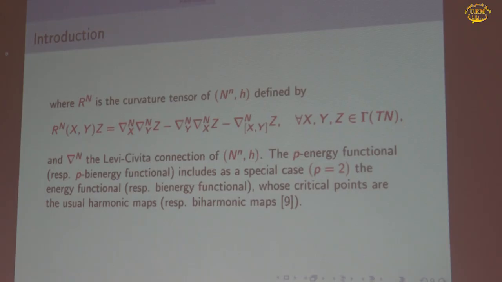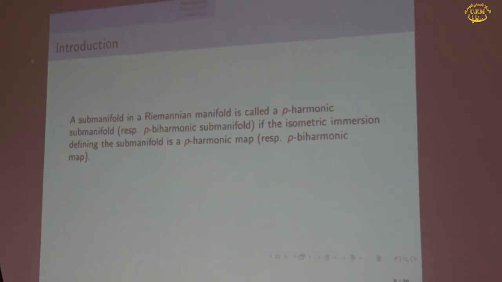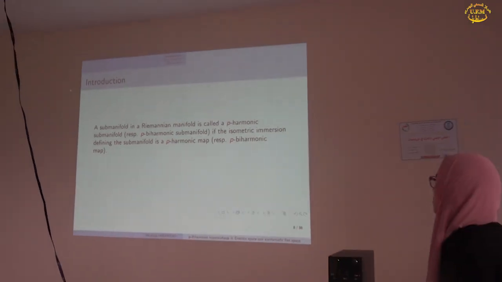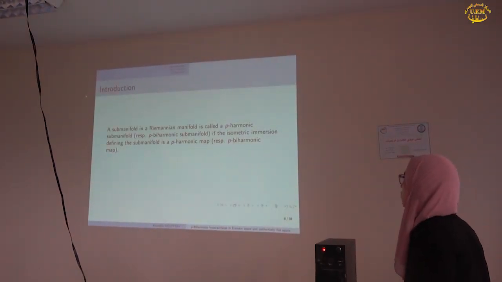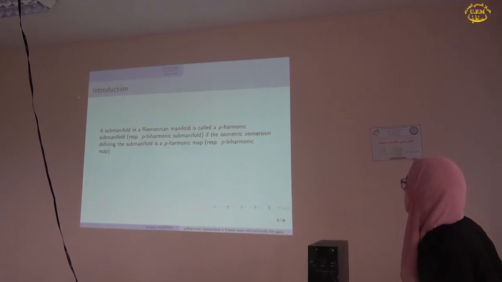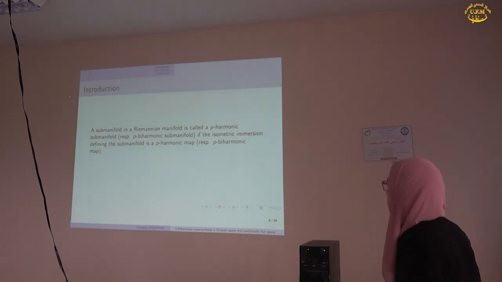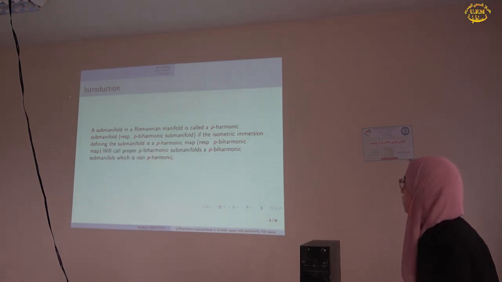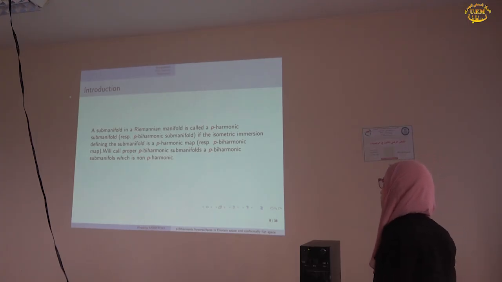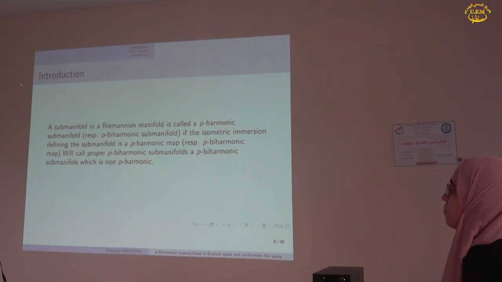In other words, if P equals 2, the P-bienergy is the bienergy and the P-energy is the usual energy. A submanifold in a Riemannian manifold is called P-harmonic submanifold, respectively P-biharmonic submanifold, if the isometric immersion defining the submanifold is a P-harmonic map, respectively P-biharmonic map. We call proper P-biharmonic submanifolds those P-biharmonic submanifolds which are not P-harmonic.